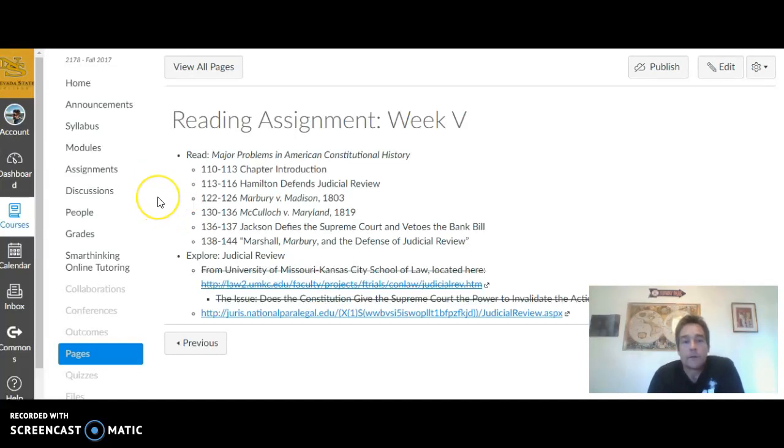Then you'll read your first court case decision from the Supreme Court. This is one of the most famous Supreme Court decisions handed down. Came down from the Marshall Court. John Marshall, Chief Justice, wrote the opinion. It establishes the principle of judicial review, and it's been the law of the land ever since.